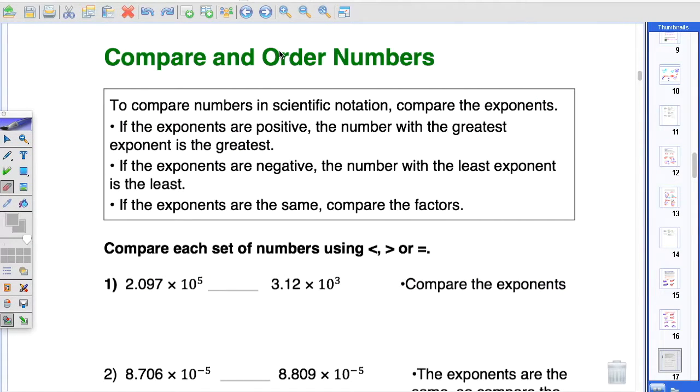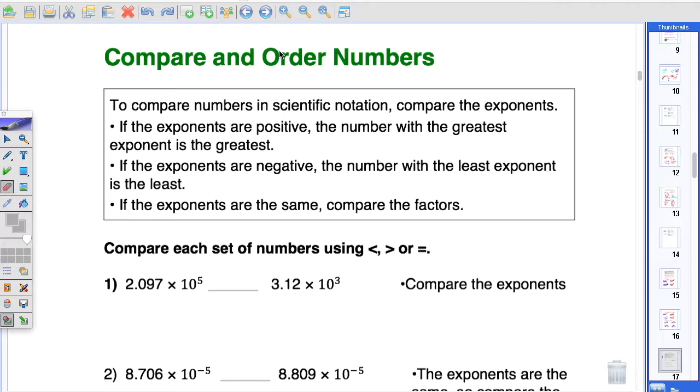Compare and order numbers. To compare numbers in scientific notation, you compare the exponents. If the exponents are positive, the number with the greatest exponent is the greatest. If the exponents are negative, the number with the least exponent is the least. If the exponents are the same, compare the factors. Compare each set of numbers using less than, greater than, or equal.